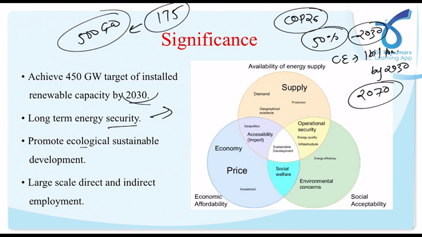Thirdly, it will help to promote ecologically sustainable development. Now, the carbon footprint can be reduced through the use of this corridor. Lastly, the project will help to generate direct and indirect employment opportunities for the citizens of India. So a large number of people can get employment opportunities through this corridor. So this was all about the green energy corridor, what its provisions are and how it will be significant for India.